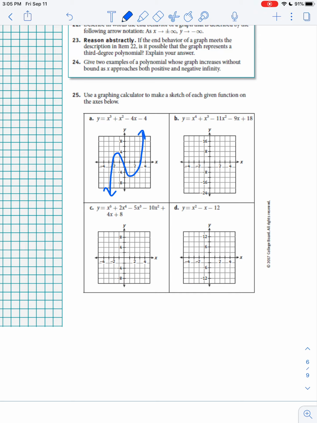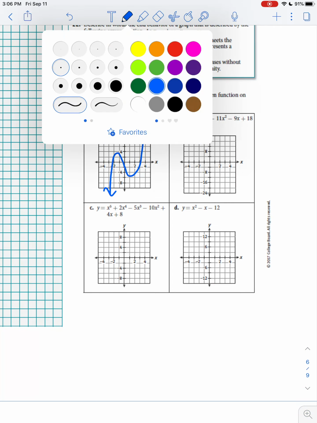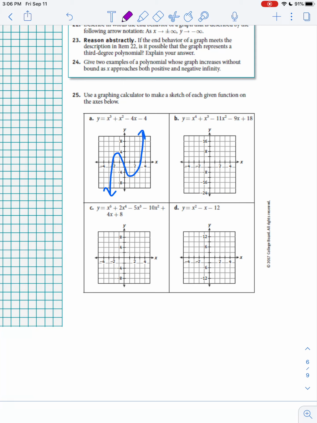Now let's do part B, which is x to the fourth. Okay, so now I'm going to do x. Remember, you can use the caret key to raise to the fourth, plus x raised to the third, minus 11x squared, minus 9x, plus 18, and you hit graph. And this one's going to show up like that W that I talked about before. It's sort of a W.